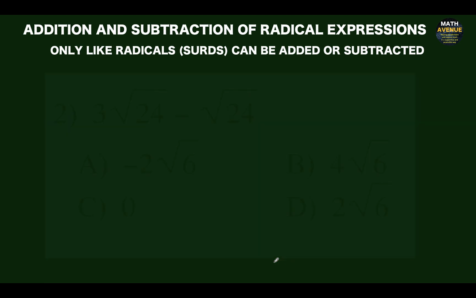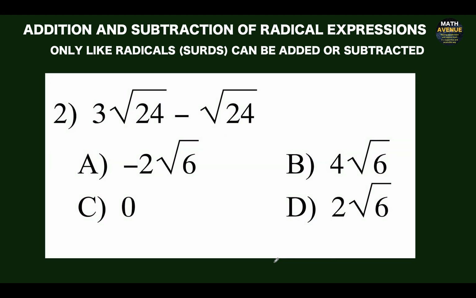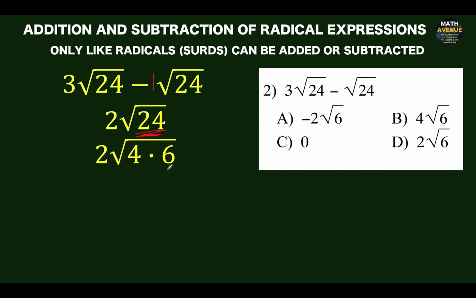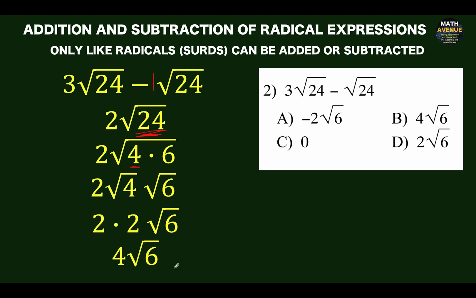Sunod pong problem. Halimbawa, meron tayong 3 square root of 24 minus square root of 24. Automatically, square root of 24 and square root of 24 are like radicals. So, pwede natin silang i-combine right away. So, kopyahin yung problem. 3 copies of square root of 24 minus 1 copy of square root of 24 is equal to 2 copies of square root of 24. And, i-simplify po itong radicand na to. Isulat siya as 4 times 6. 4 is a perfect square, and 4 times 6 is equal to 24. Then, yung square root of 4 is 2. So, finally, we have 4 square root of 6. And that is letter B.